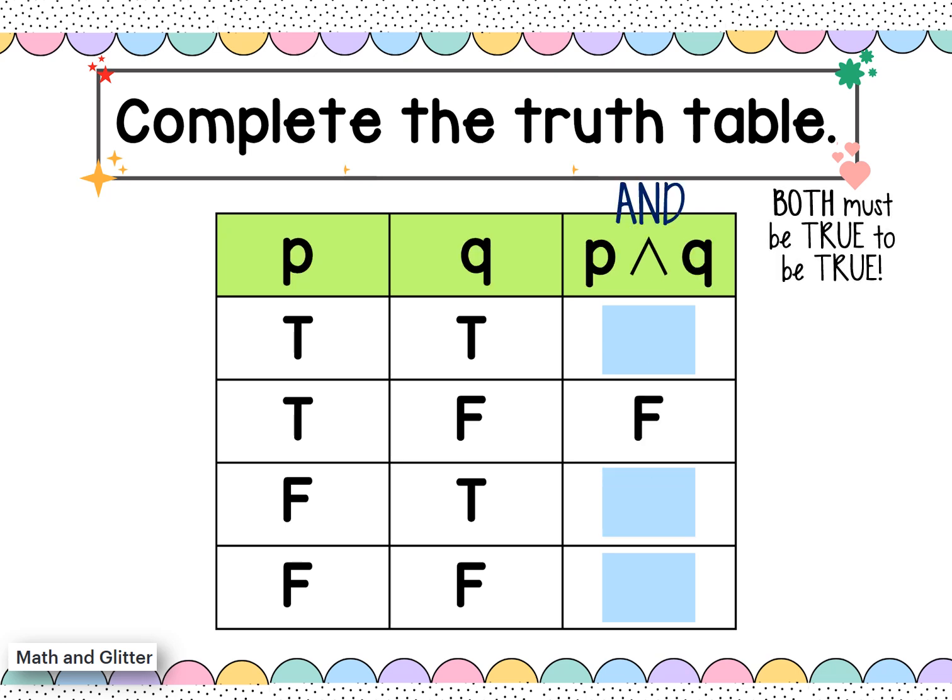Another one. This is an and. This is a conjunction. So they both have to be true to be true. And that top row fits the bill. There we go. And the rest are going to be false.